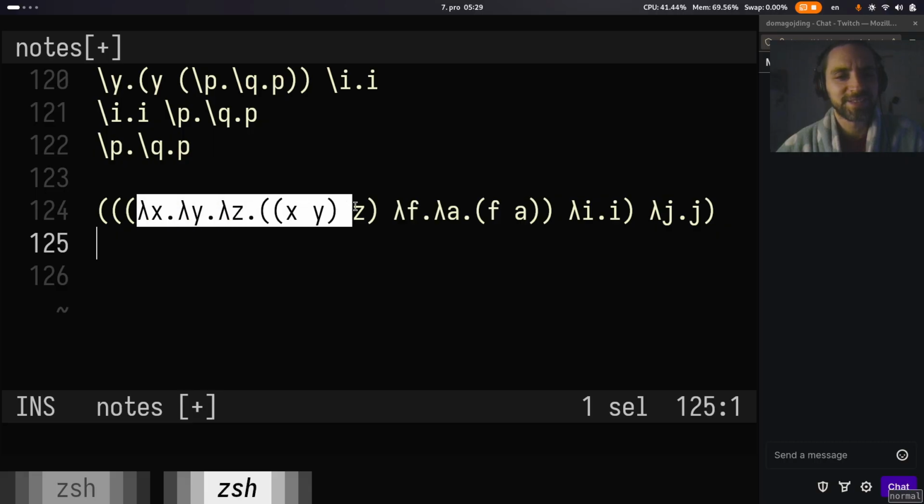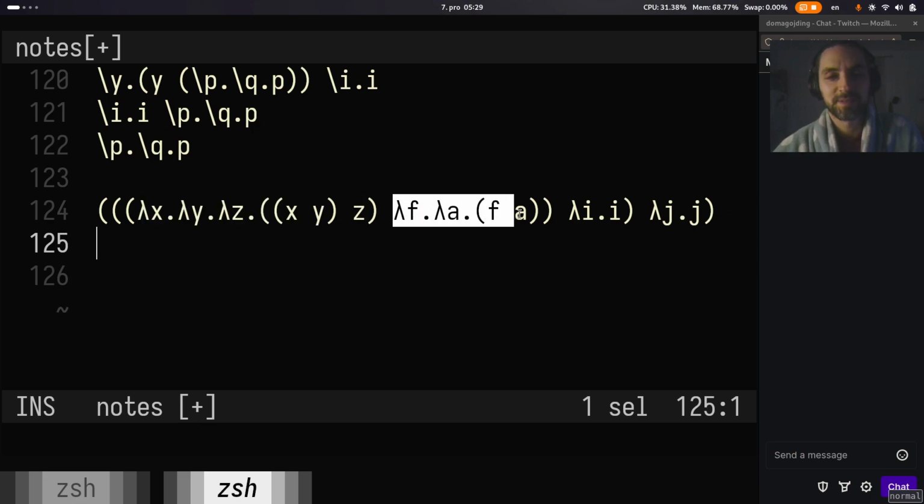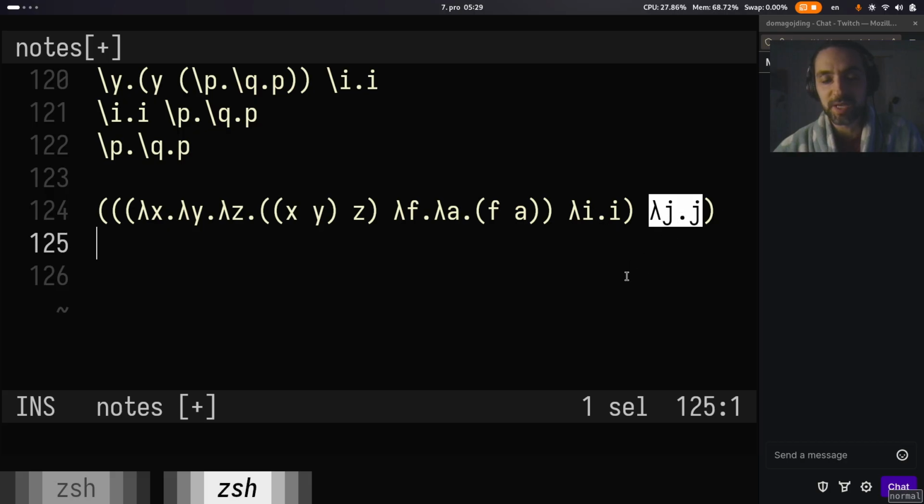Interesting. Look at this. X, Y, Z. This is our make pair function. This is our apply function. And this is our identity function. And this is also another identity function. But here it's just written with J and here with I, which is basically alpha conversion makes this the same, right? Lambda I, same as lambda J. It's just a different name, but it's just identity.